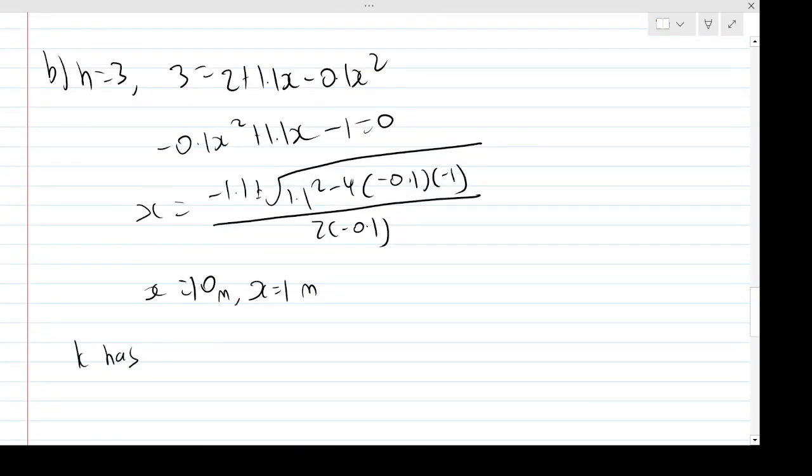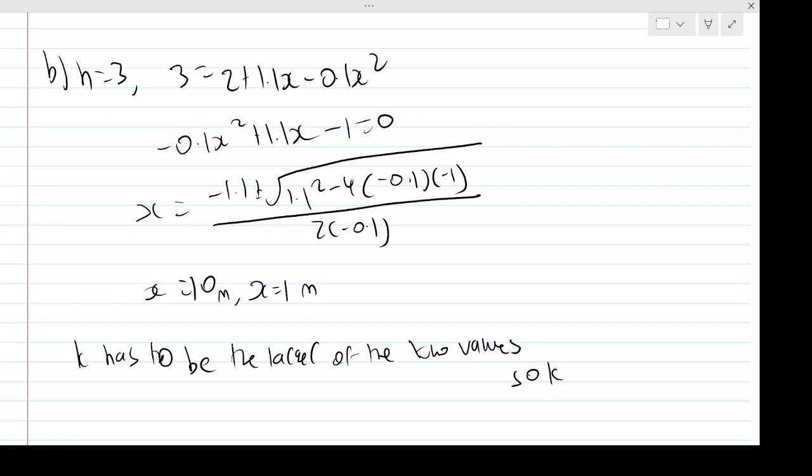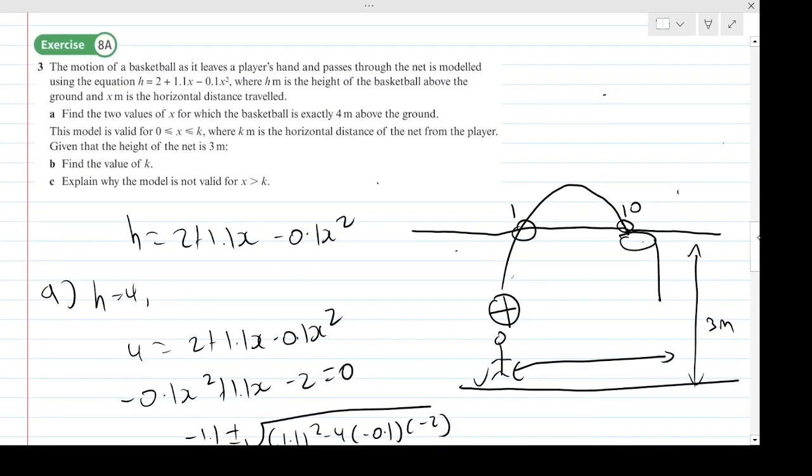k has to be the larger of the two values. So k equals 10 meters. Hopefully that made a bit of sense. It's quite hard, especially at first, to get that sort of intuition about the motion and that physics frame of mind for why we have to take the second solution here when it's 3 meters upwards.